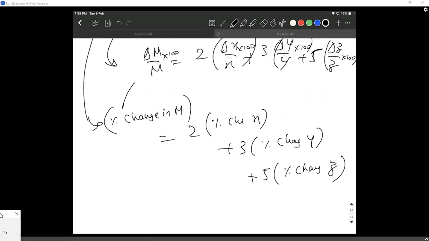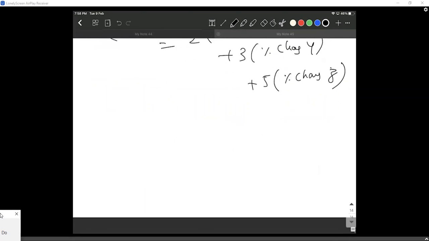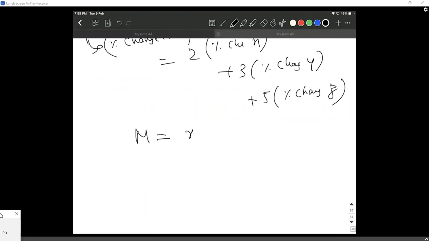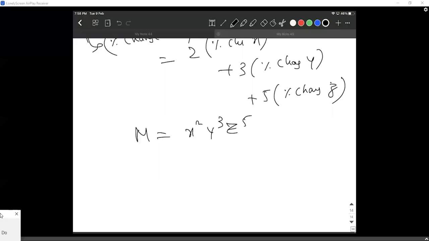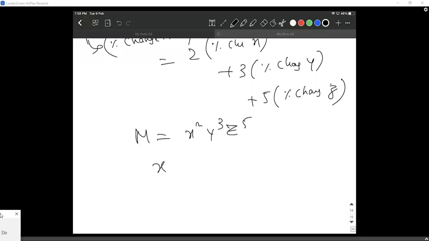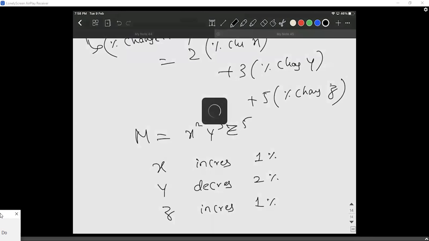Whenever I say percentage change, I also mean increase or decrease. It can be both. Let me take this only as an example. m equals x square y cube z power 5. Let us say somebody gave a question saying x is increased by 1%, y is decreased by 2%, z is increased by 1% again. What is the percentage change in m? That is the question.